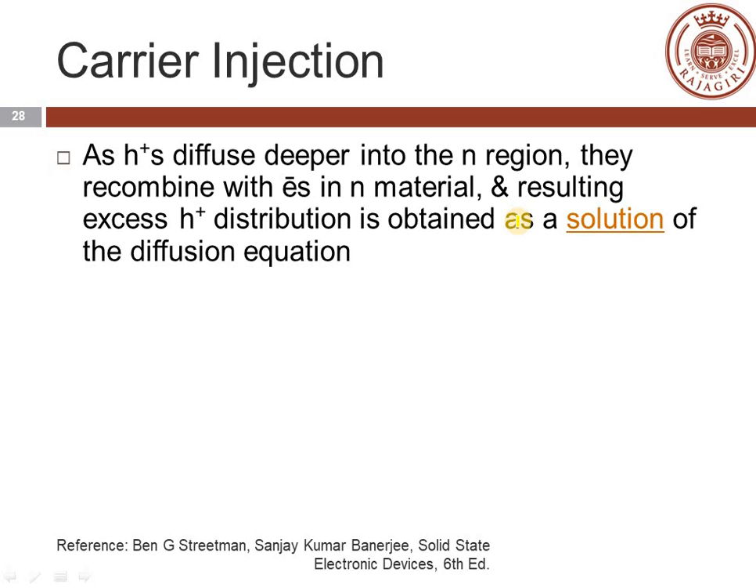As holes diffuse deeper into the n region, they will recombine with electrons in the n material, and the resulting excess hole distribution is obtained as a solution of the diffusion equation. Here, holes are getting diffused to the n region and electrons are getting diffused to the p region. Earlier we derived this diffusion equation and found its solution. So we can use the same diffusion equation and the same solution. The only difference is that we will have a suffix of n and p to indicate the n region and p region.